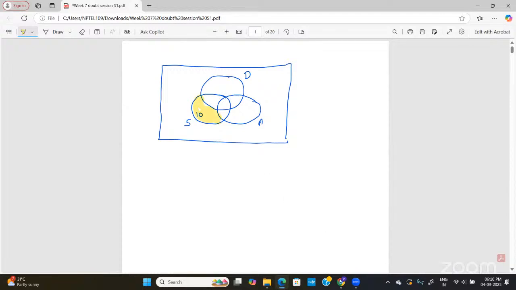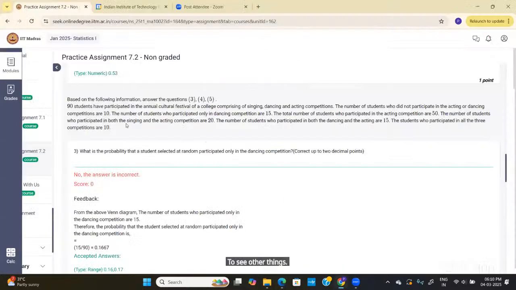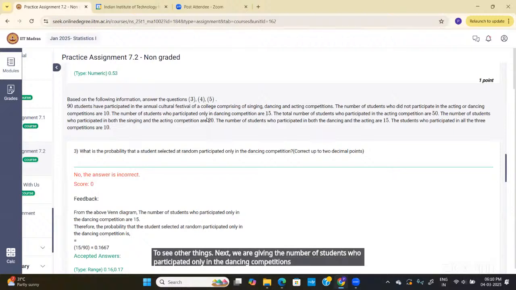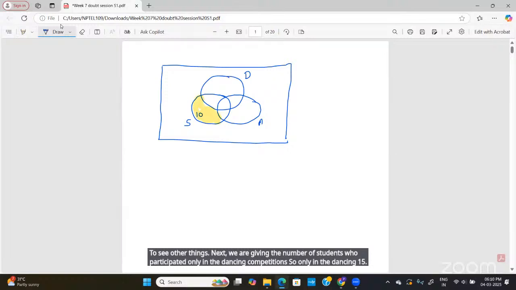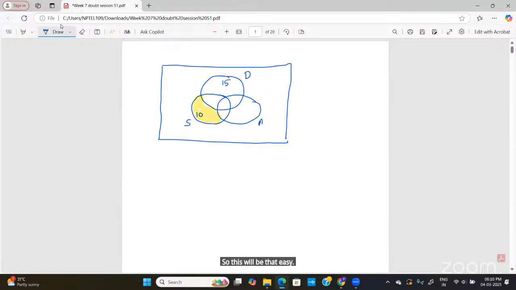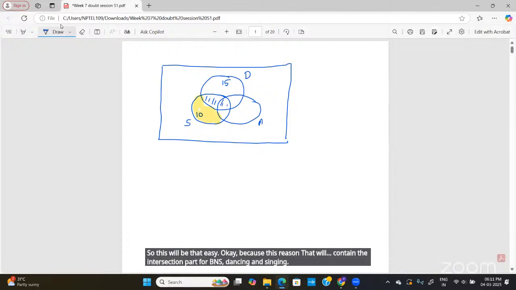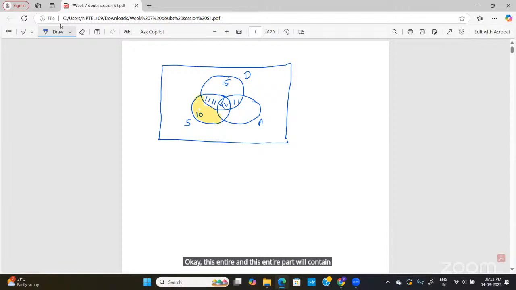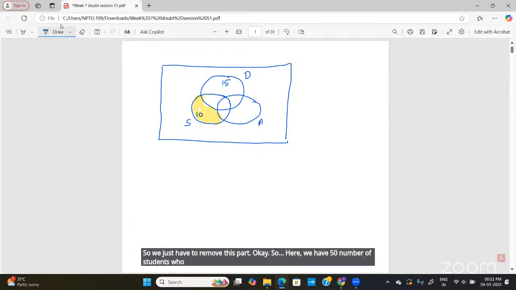Now we have to see other things. Next, we are given that the number of students who participated only in dancing is 15. So only in dancing, 15. This will be that region, because this region will contain the intersection parts for dancing and singing, and this entire part will contain dancing and acting. So we just have to remove this part. Here we have 15 students who are only participating in dancing.